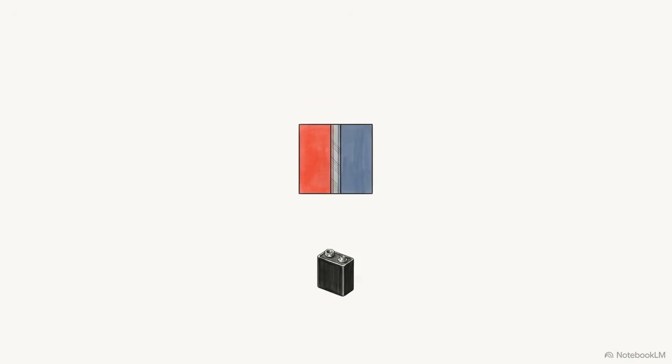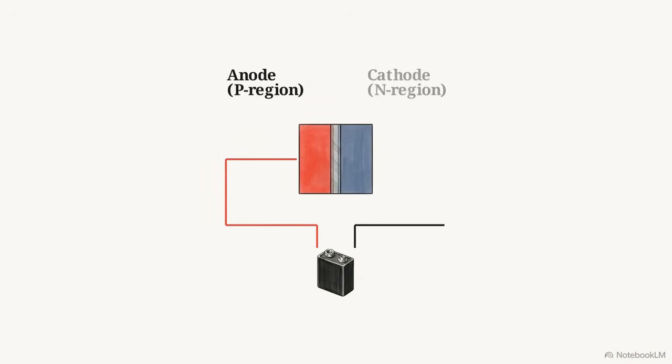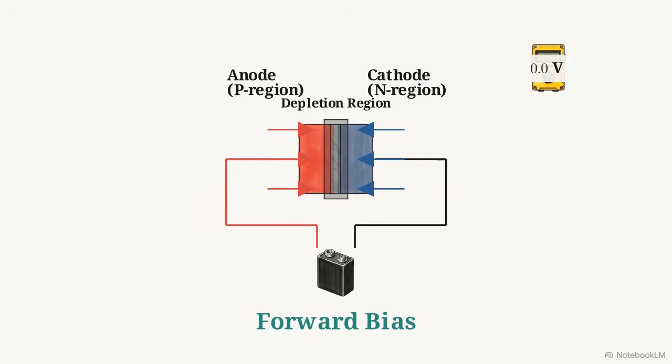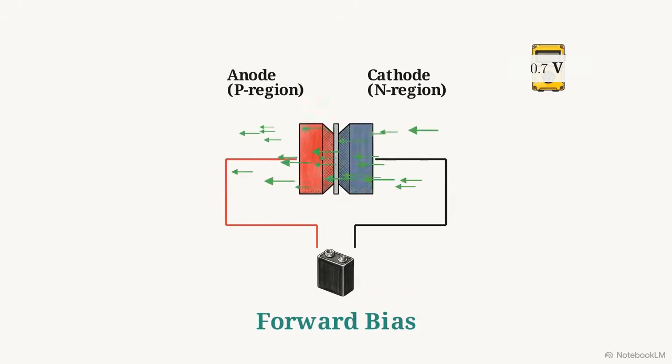Connecting the positive terminal of the battery to the anode, the P region, and the negative terminal to the cathode, the N region, creates a condition called forward bias. This specific polarity actively pushes the majority carriers on both sides toward the center junction. If the external voltage overcomes the intrinsic 0.7 volt barrier potential of the silicon, the barrier collapses, and current flows freely.